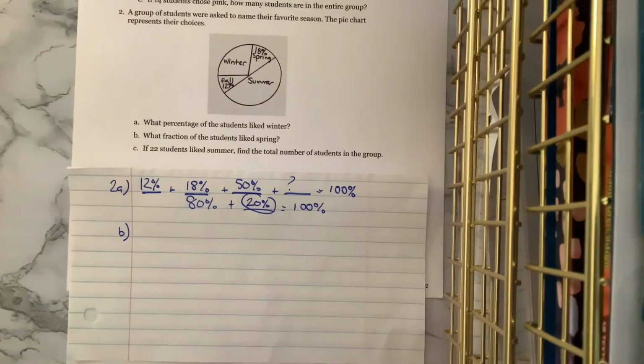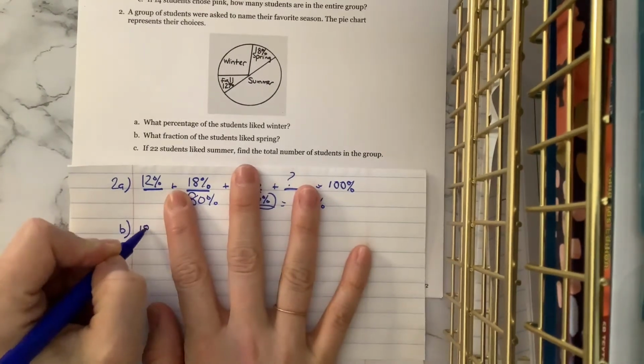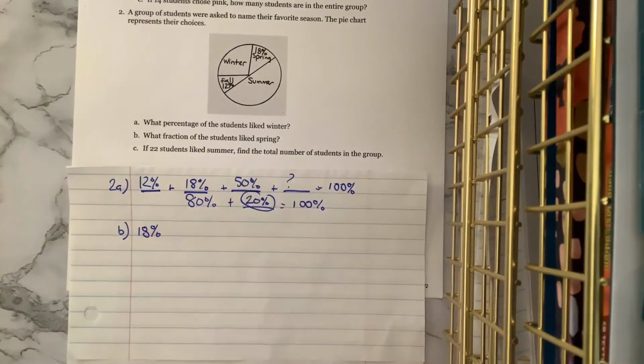What fraction of the students liked spring? So you might think, well, we don't know how many students there are, so how does this work? Okay. But really, we know that spring is 18%. And so we want to think about how we've been converting fractions and decimals and percentages. We've been doing this for the last week or so.